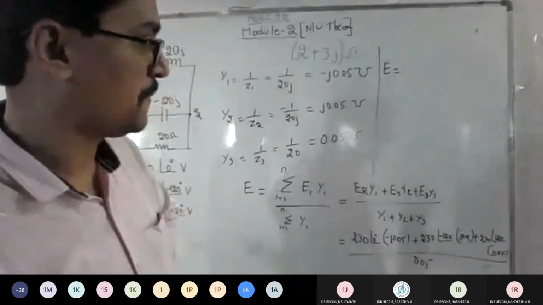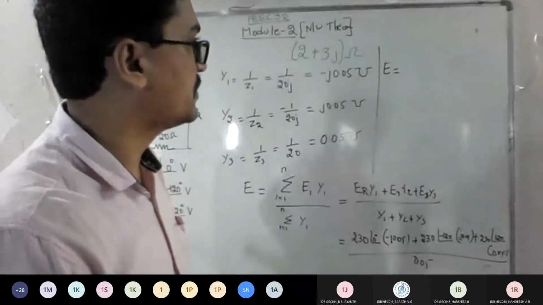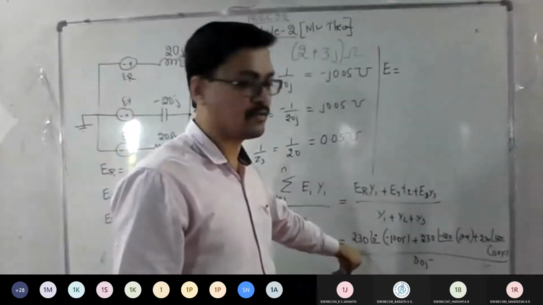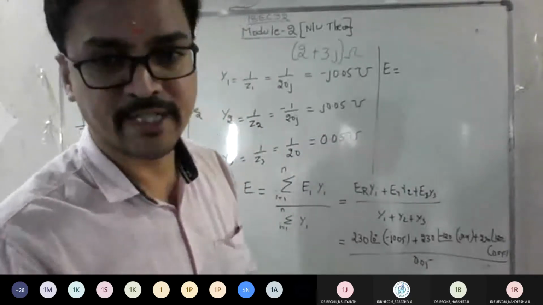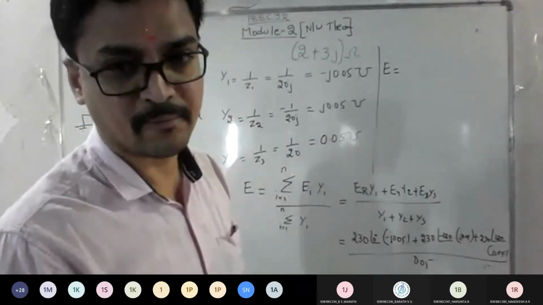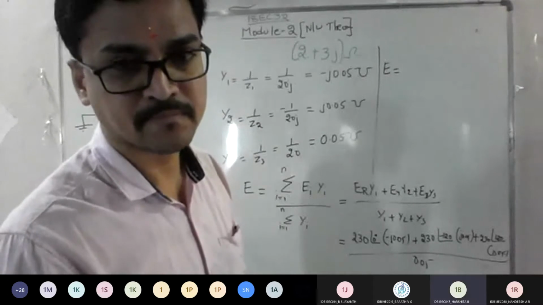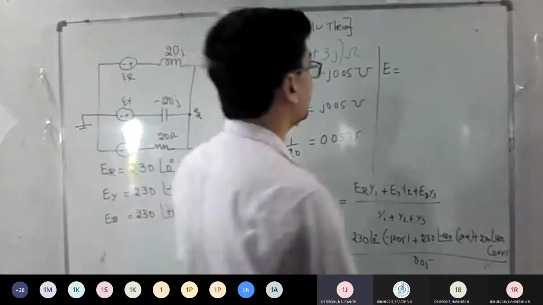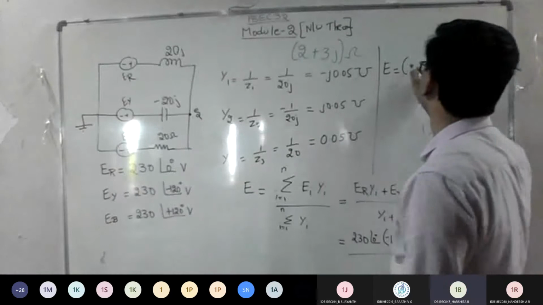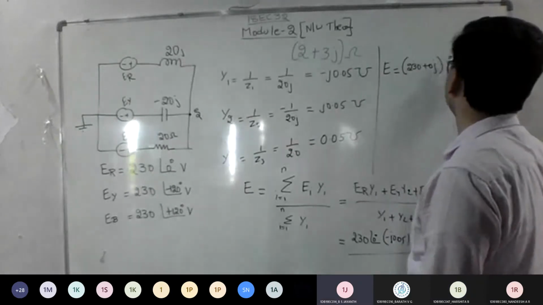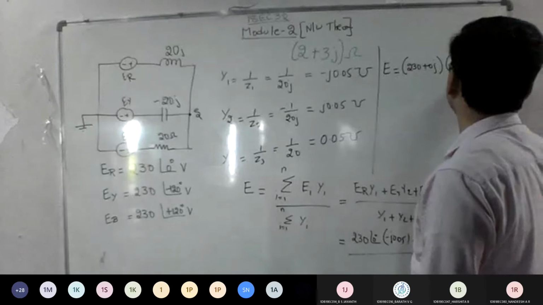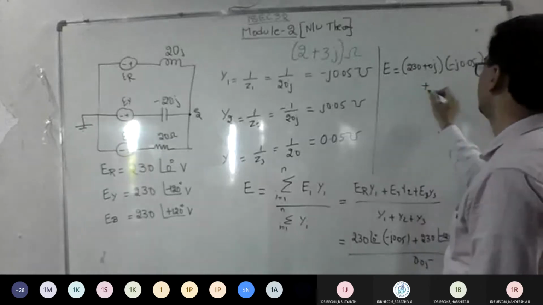Just check the value once more. Before that, tell me what is the equivalent of the polar form here. Convert 230 at an angle 0 to rectangular form. What is the value for rectangular form? 230 plus 0 J, sir. Okay, good. So that should be multiplied with minus 0.05. One term over. Then what is the next term?